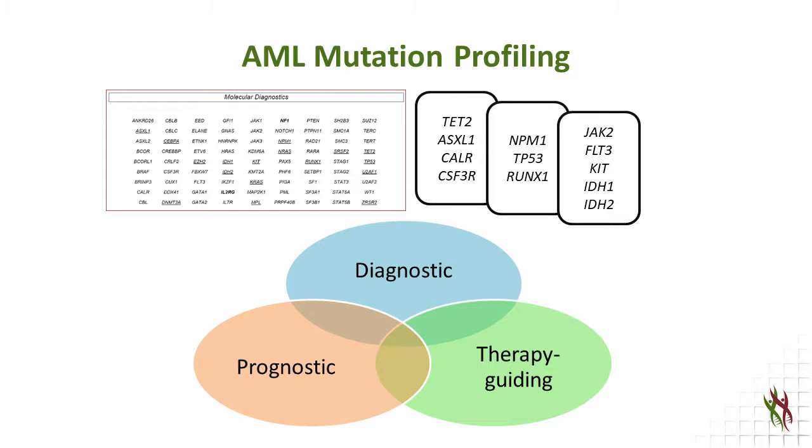Mutations in genes such as NPM1, TP53, and RUNX1 provide valuable prognostic information. And information from mutations on genes such as JAK2, FLT3, KIT, IDH1, and IDH2 increasingly provide very valuable information to guide treatment selection decisions.